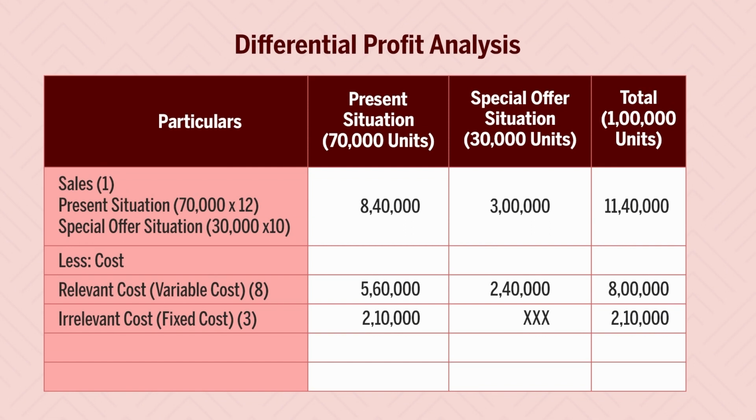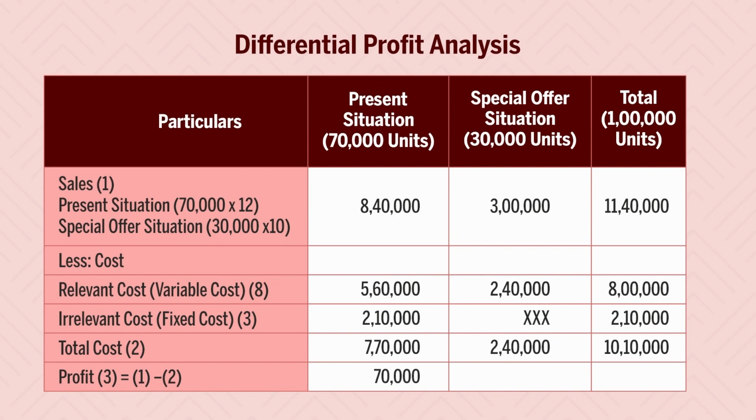In this way, from sales we will deduct cost: for the present situation 7,70,000, for the special offer situation 2,40,000, and the balance will be our total cost for the total situation. Total means 70,000 plus 30,000, that is for both situations, a total cost of rupees 10,10,000. Now, to get profit, from sales we will deduct total costs. For the present situation, our profit is 70,000, and for the special offer situation, our profit is 60,000, and in this way our total profit is 1,30,000. So our profit has increased from 70,000 to 1,30,000.